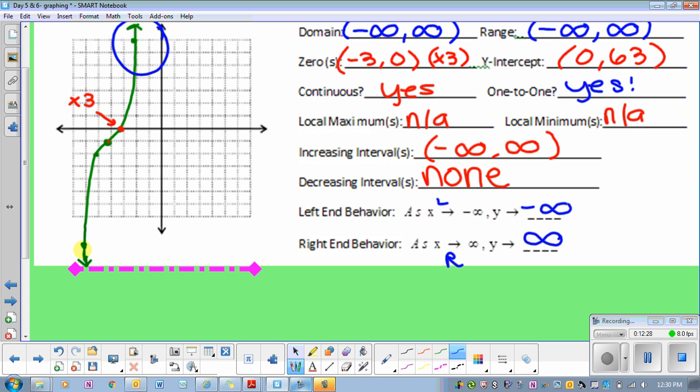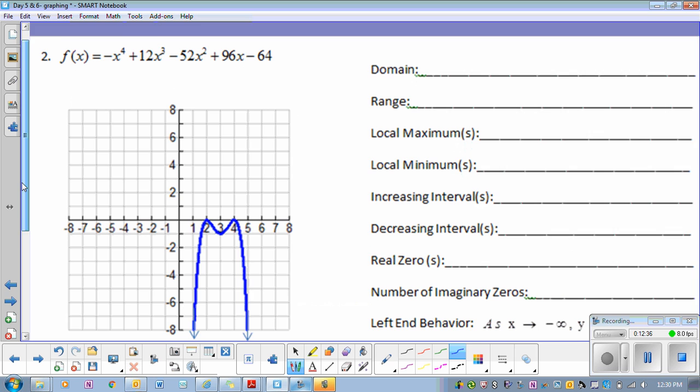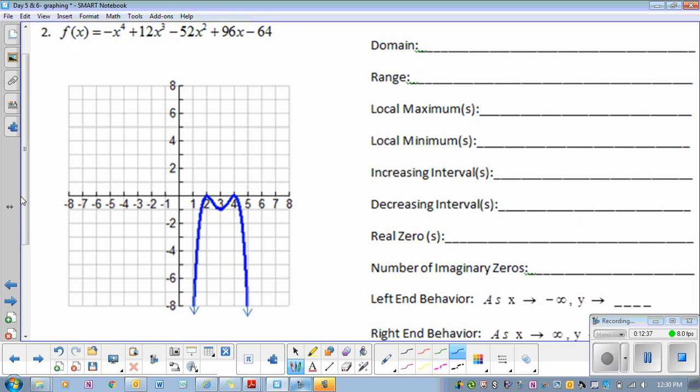Okay, so let's try the next one. This one, they gave us the graph. Domain. What is the domain for this? Yeah, negative infinity to infinity. All real numbers.